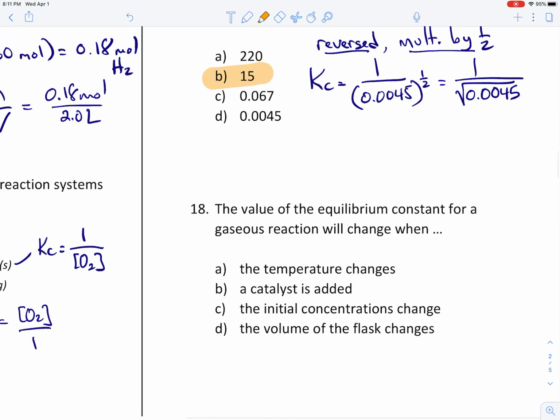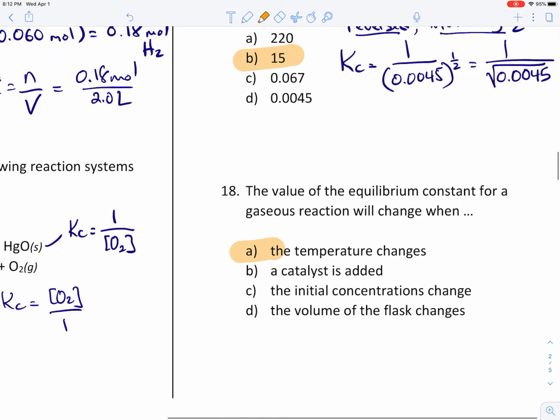Number 18, pause and give that a try. Okay, that should be pretty quick. We've discussed this already. The value of Kc changes if you change temperature. Any of these other changes have no effect on the value of Kc, which is why it's referred to as an equilibrium constant. But it does depend on temperature. Change the temperature, you change the value of Kc.